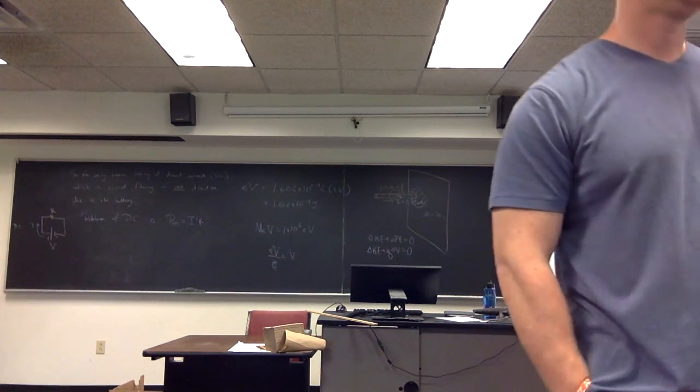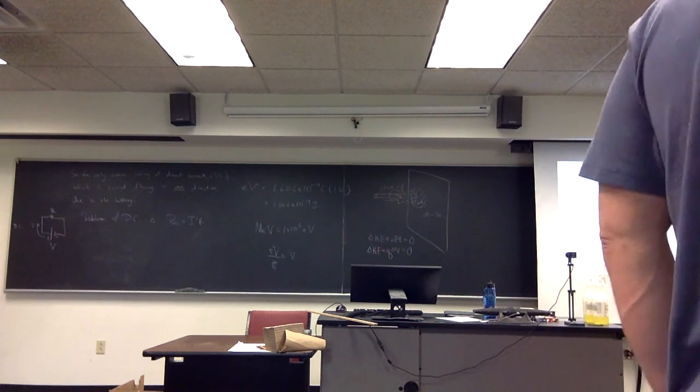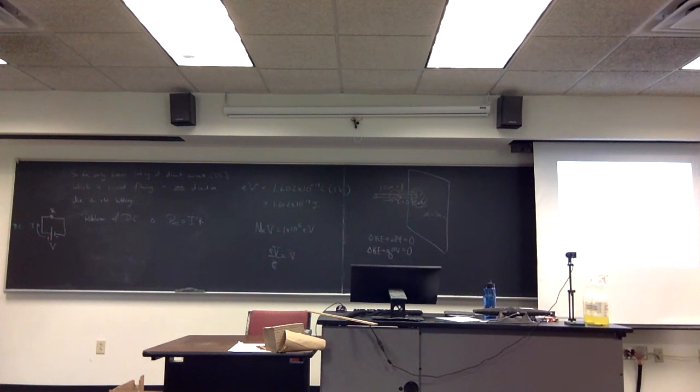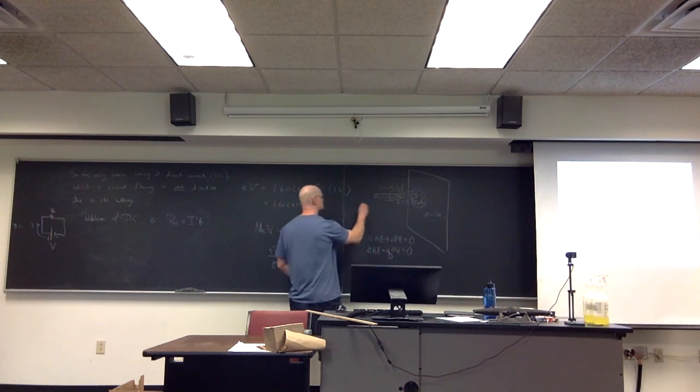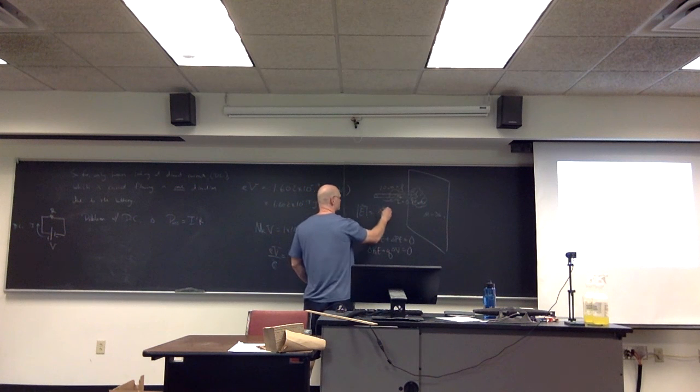Good job. For part A, just use the definition of resistance. B goes back to what we did in the last section. That's a relationship between E and V. So going back to E equals delta V over delta X.